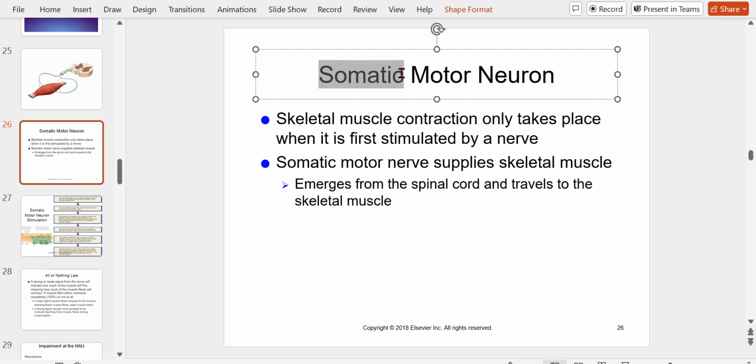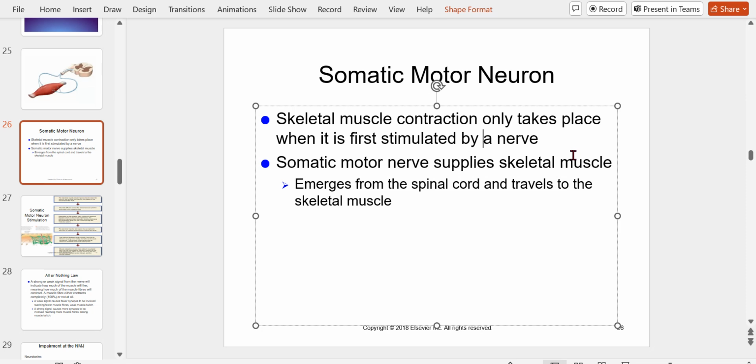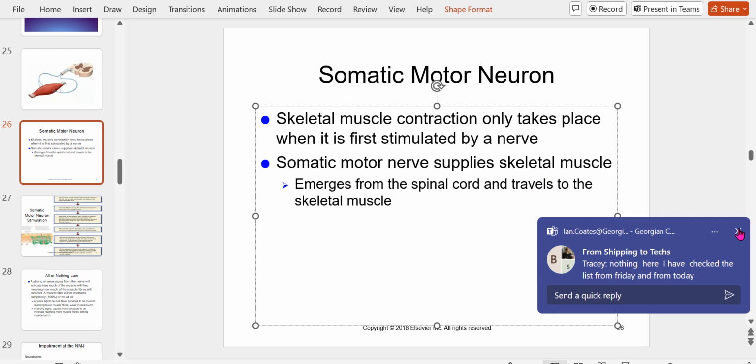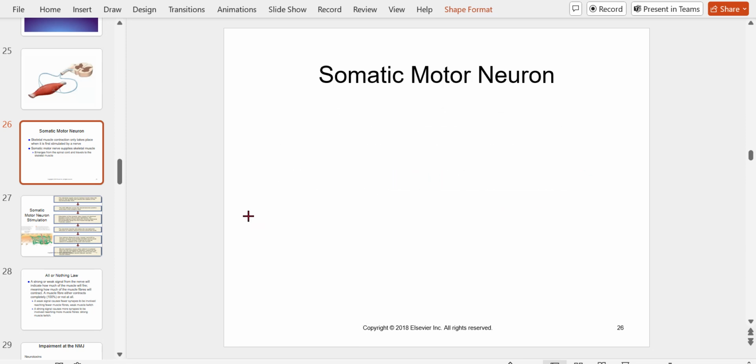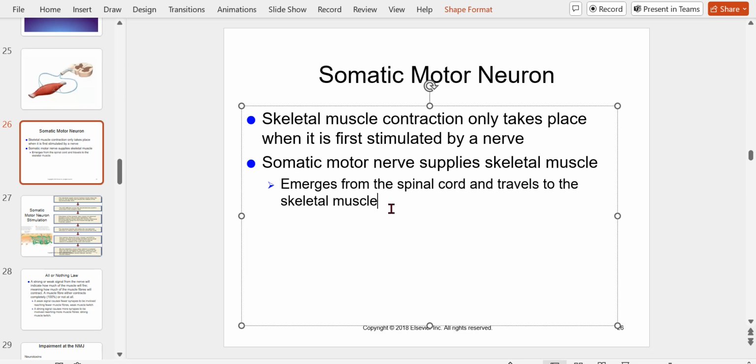Somatic means body. So a somatic motor neuron. The skeletal muscle contraction only takes place when it is first stimulated there by a nerve. The somatic motor nerve supplies skeletal muscle. Oh my gosh, man, just can't get a break. Emerges there from the spinal cord and travels there to the skeletal muscle.